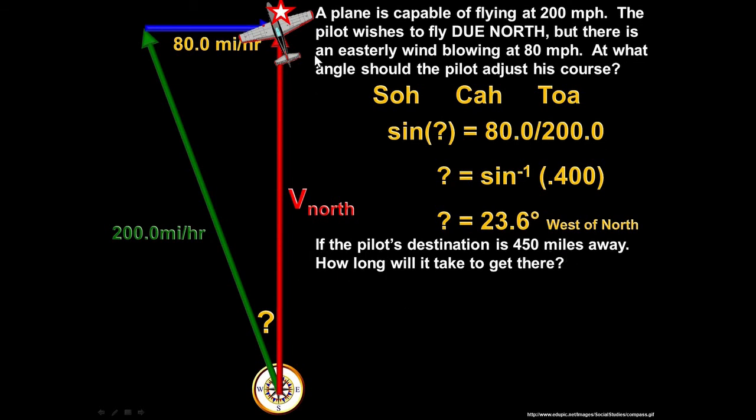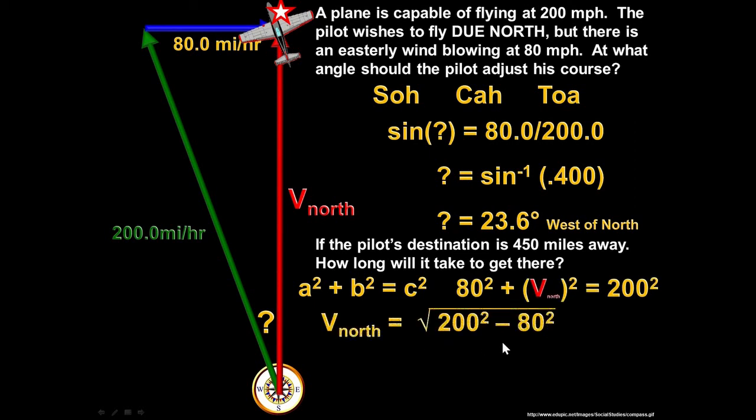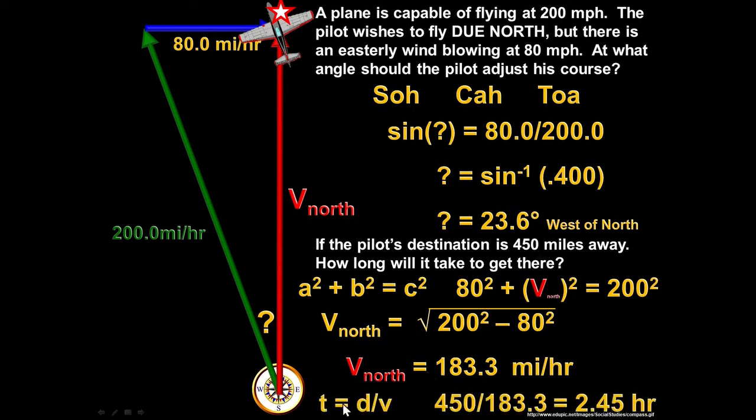But how long is it going to take to get to that destination if the destination is 450 miles away? Well, the thing is, we're not flying at 200 miles per hour. That's how fast we're going through the air, but that's not our resultant velocity. We have to use Pythagorean's theorem to find out this side of the triangle. So we use Pythagorean's theorem, 200 squared minus 80 squared, square rooted, is that velocity there. That's how fast we're flying due north. That's the velocity. This is the distance. And we can find the time by taking distance divided by velocity. 2.45 hours is how long it's going to take.